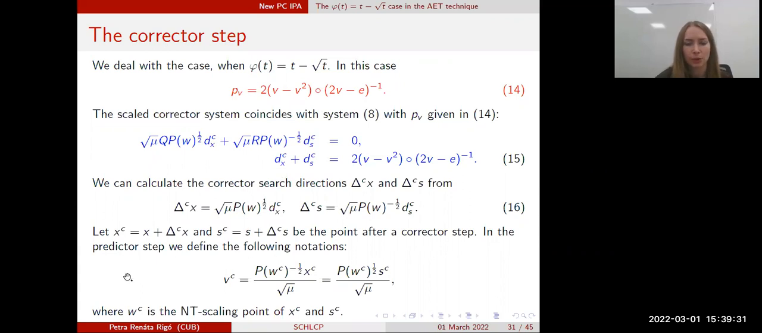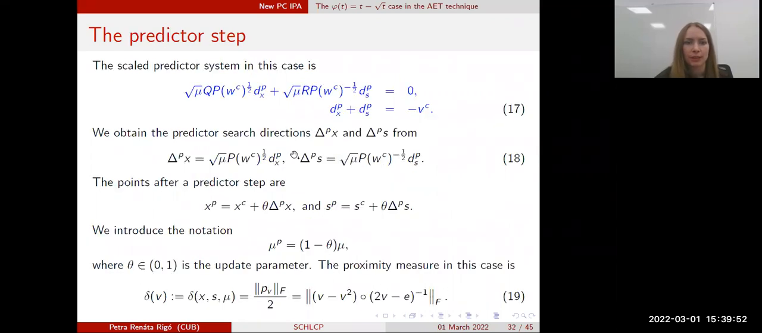After that, we take the corrector step, and we define the so-called variance vector corresponding to this. After taking the corrector step, we will get a vc with the corresponding wc, xc, sc. And we will use this to determine the predictor search direction. So the scaled predictor system in our case, when phi(t) equals t minus square root of t, will be this with this right-hand side. And from here, by using the scaling notations, we get the predictor directions. And after that, we take a step.